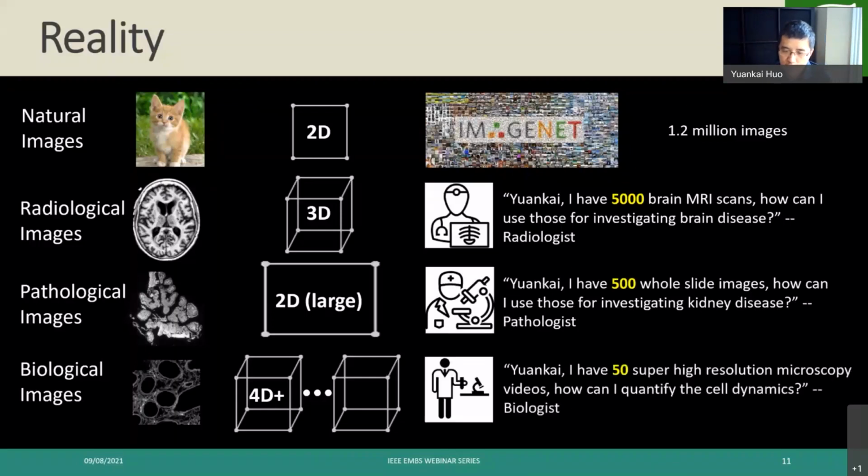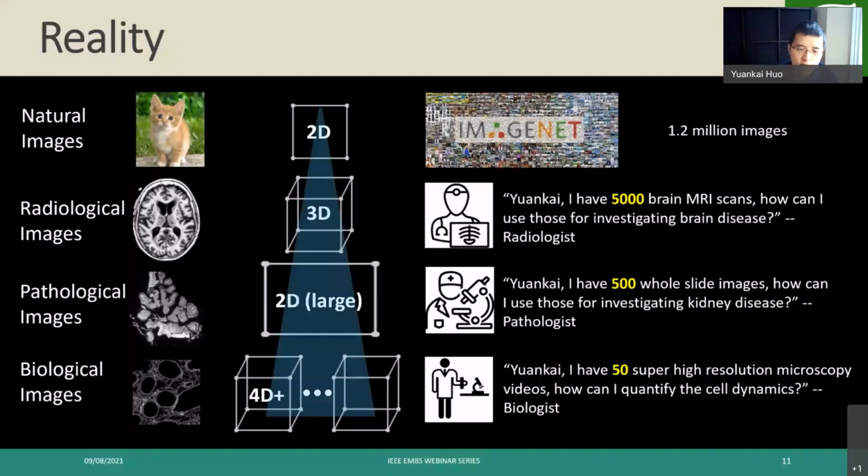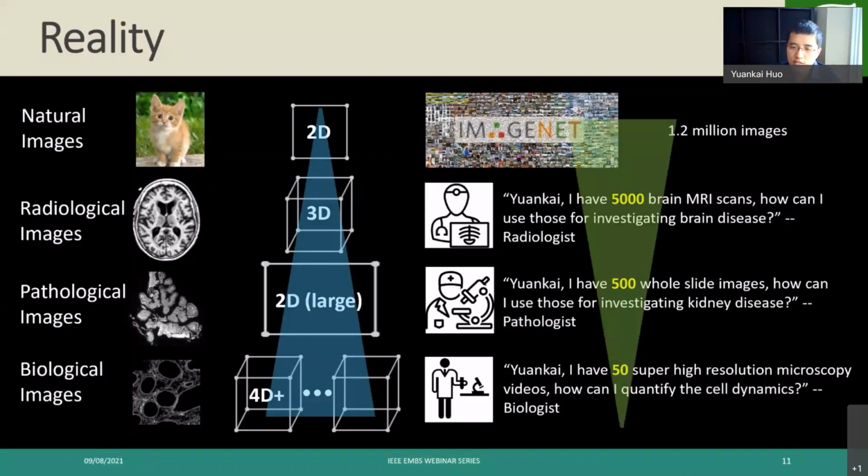For biologists, the scale is even smaller, typically 20, 30, 50 really high resolution microscopic videos, and how can we analyze the data? So in terms of dimensionality, we have larger and larger dimensionality, but for the size of the data, we have smaller and smaller data.